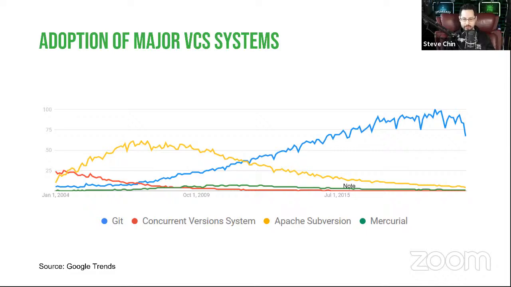Subversion's pretty much died off in terms of usage and attention. There's still some companies which use it, and it is reliable. It's just not the most modern system. Mercurial was another competing version control system as well. And of course, CVS and all of the legacy ones have mostly died off.